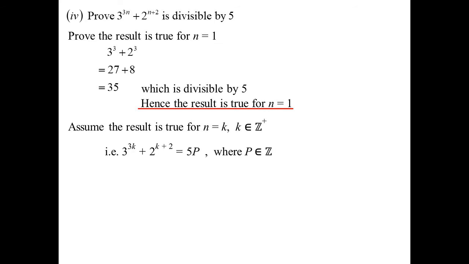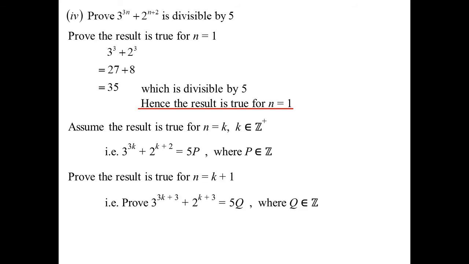So 3 to the power of 3k plus 2 to the power of k plus 2 is 5p. We're going to prove it true for k plus 1. So 3 to the power of 3k plus 3 plus 2 to the power of k plus 3 is 5q. All right, here's my proof. How do I get the assumption in this time? I'm going to break up either the 2 or the 3. It doesn't really matter which one. I'm going to break up the 3.